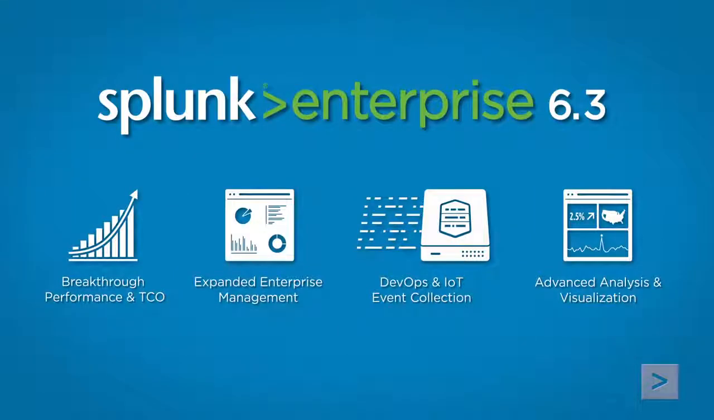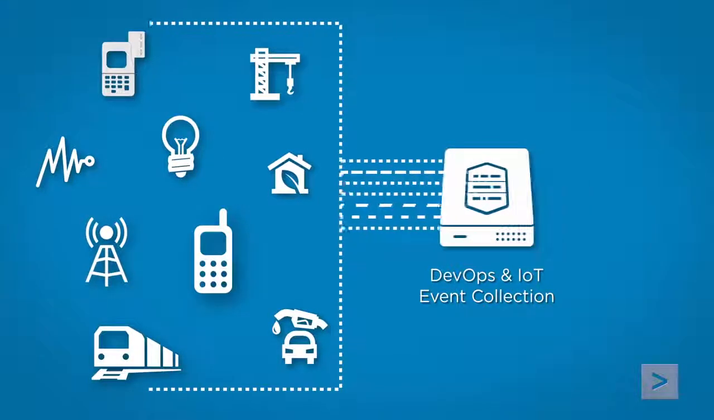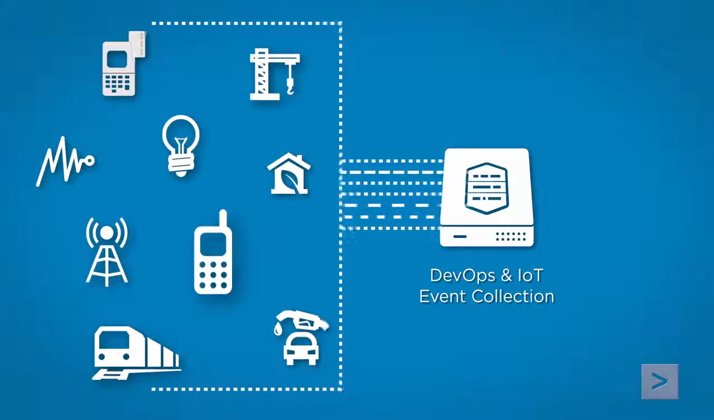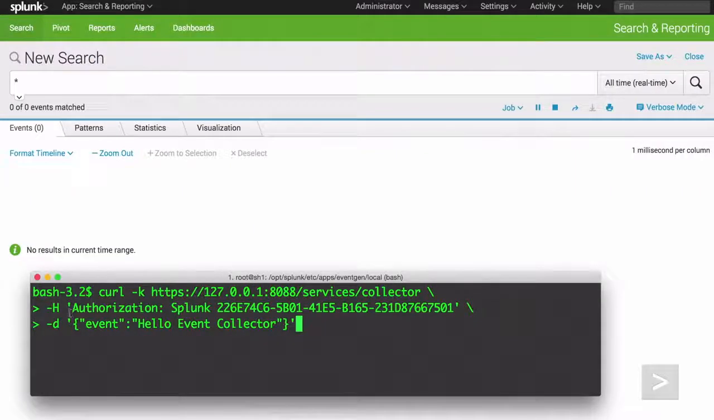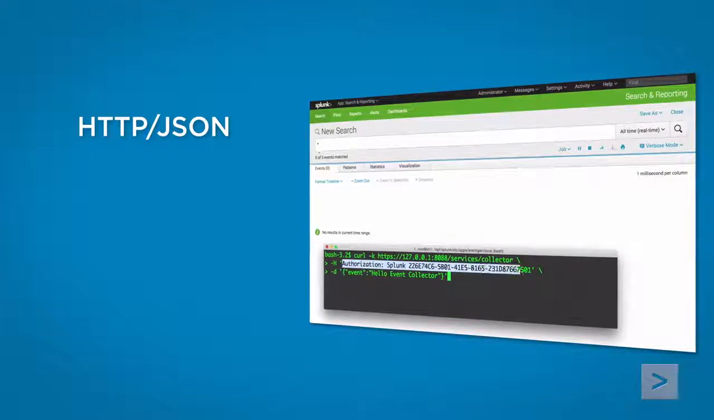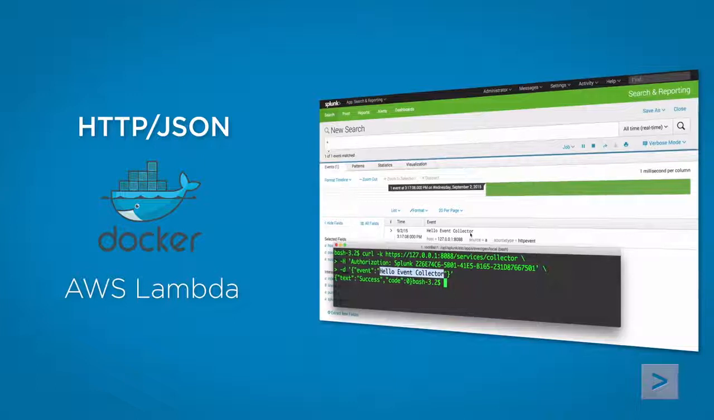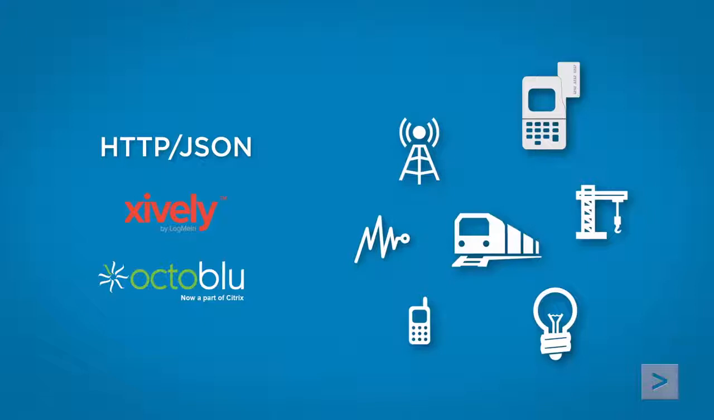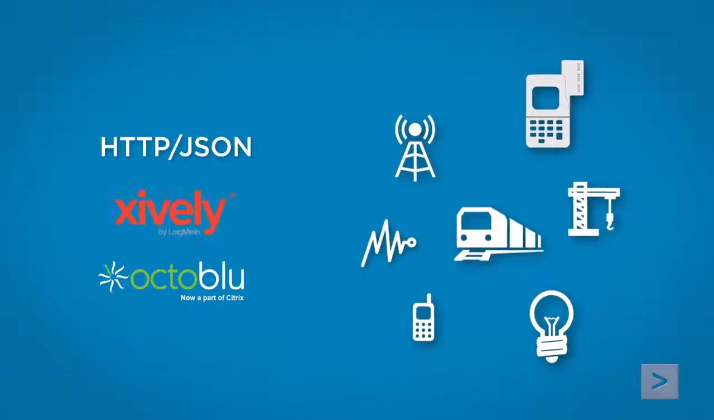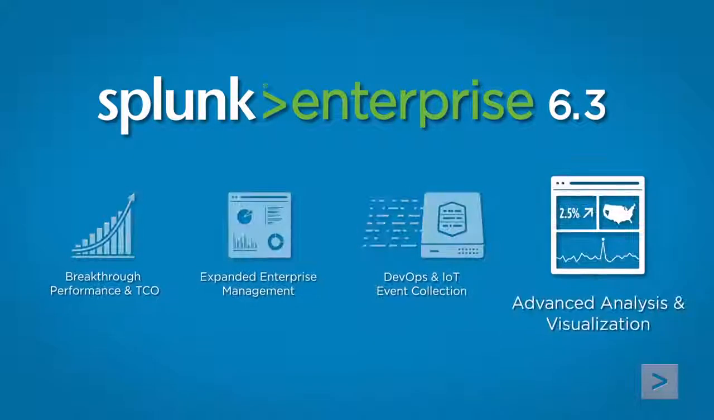Release 6.3 includes the new HTTP event collector that directly onboards data from applications, DevOps, and IoT devices in real time, scaling to millions of events per second. Application developers can use a standard API or logging libraries pre-integrated with services like Docker and AWS Lambda. IoT devices can use the same direct method or a growing list of integrated IoT services like Xively and Citrix OctoBlu.